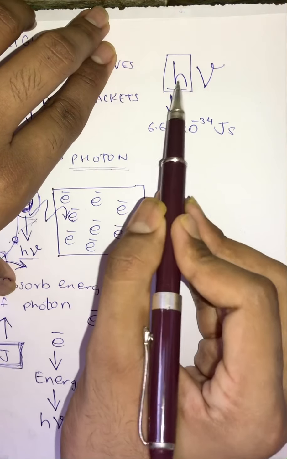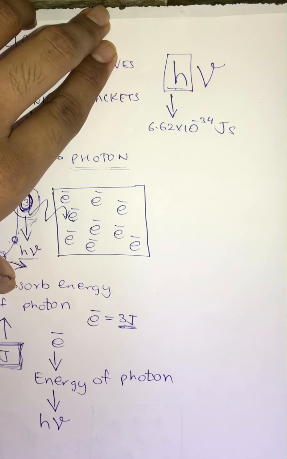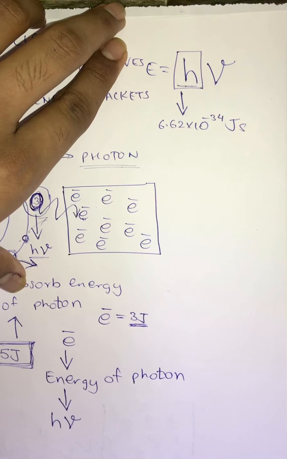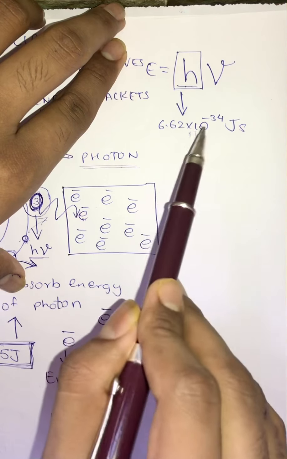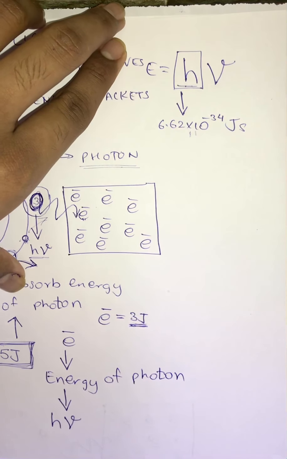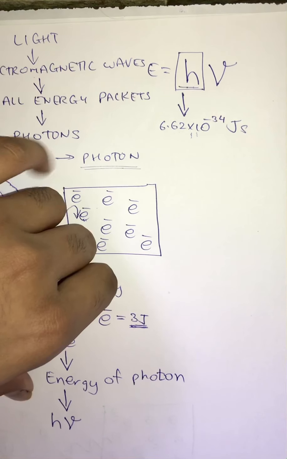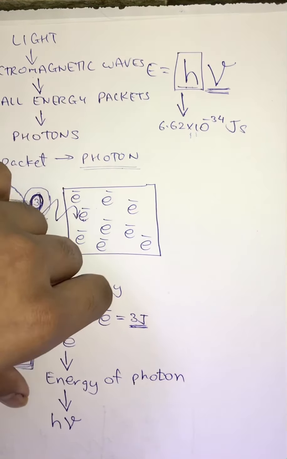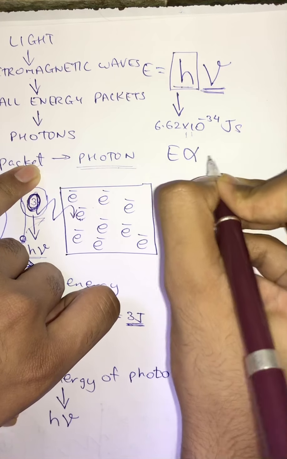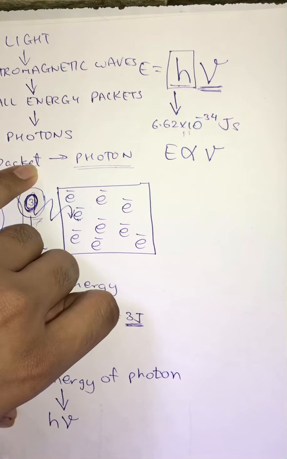So is the value of H going to change? No. Whatever might be the energy, the value of H is never going to change. It is always going to remain the same value, which is 6.62 into 10 raised to minus 34 joule second. So here this mu is the variable parameter. Now what do I mean by variable parameter? Now according to Planck's theory, what we have seen is that E is directly proportional to mu.